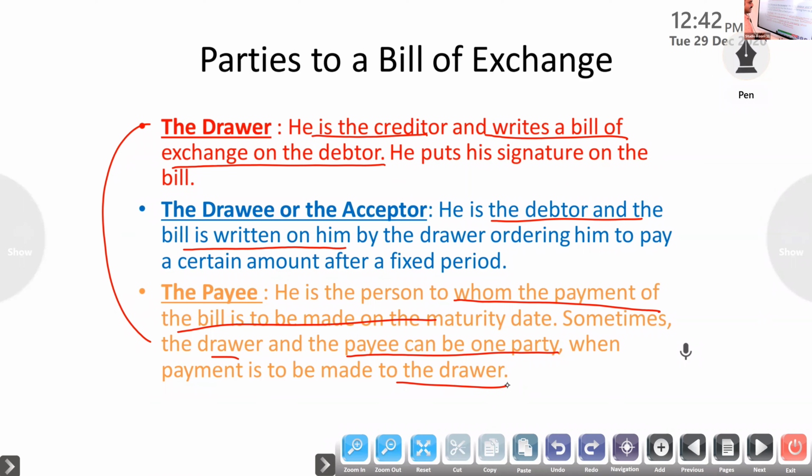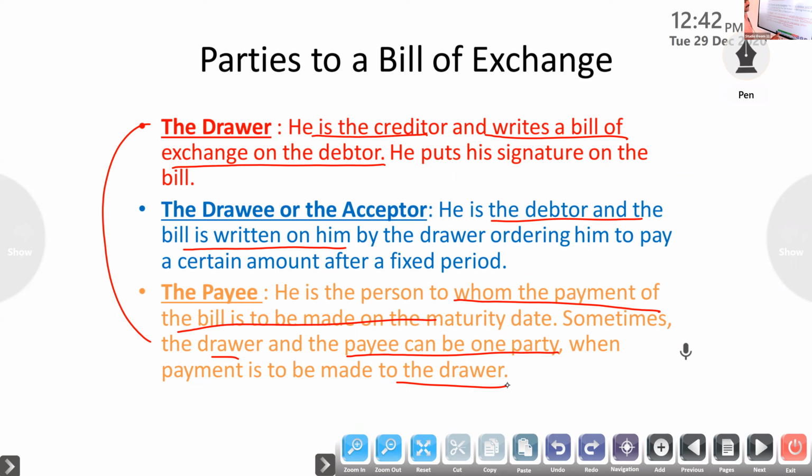Then Sharath will accept. Accept means he will sign. He will write accepted, then he will sign, then he will return it to me. Now I am the holder of the bill of exchange. So suppose I purchased goods on credit from Aditya, so instead of giving cash, I can give that bill.